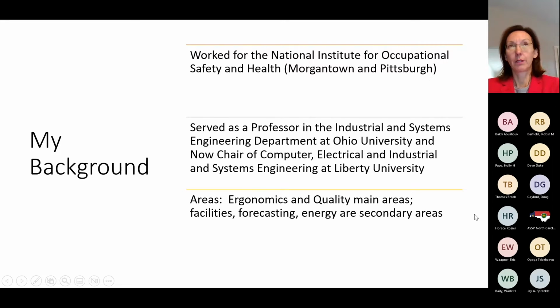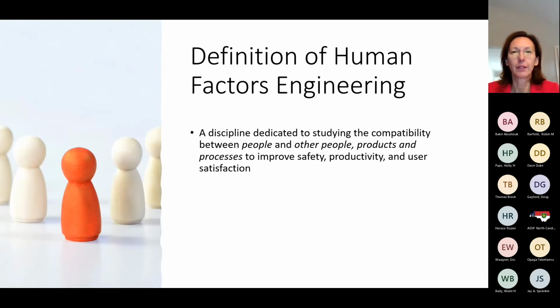But I do have 2 PhD students, so I'm getting back to my research. My main areas are ergonomics and quality. I'm a trained Six Sigma black belt, but I've also been teaching facilities and forecasting, and one of my PhD students is working on a nuclear energy project. She's interested in looking at risk with that. So that's sort of what I do. I don't know what everyone's background is. ASSP has a really broad scope of what your expertise could be.